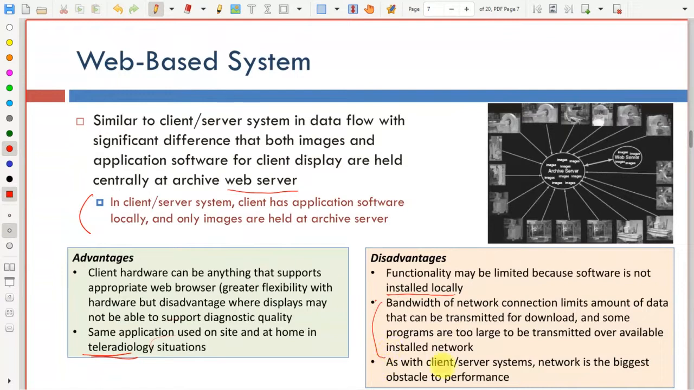Definitely, as with the client-server, the network is the biggest obstacle to performance, because here the web server is still communicating with the archive server through a network, through the local area network. So if you have limitations here, you're going to have a performance limitation in your web server activity. The client is accessing the software through the web server, but accessing the data through the archive server through the local area network. So if you have a problem or a congestion in the archive server, you're going to have the same problem seen by the web server.